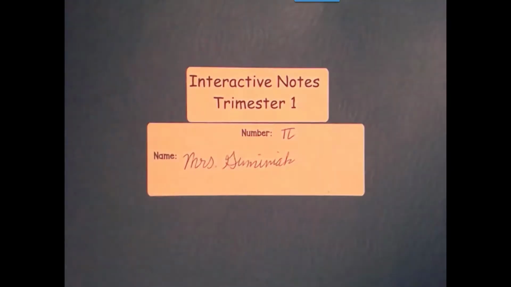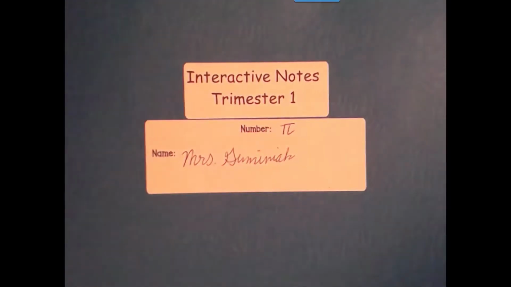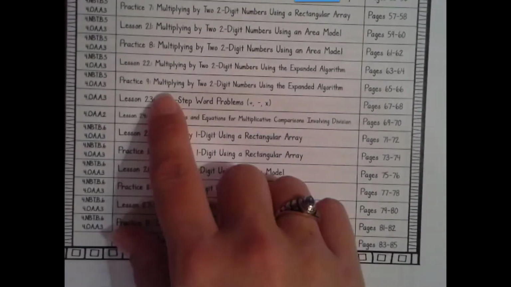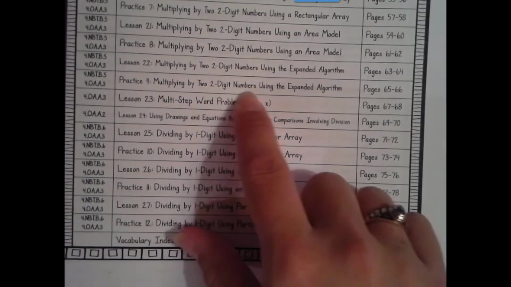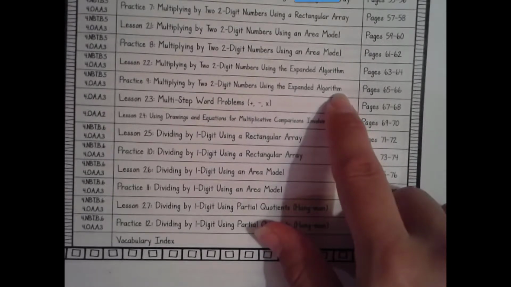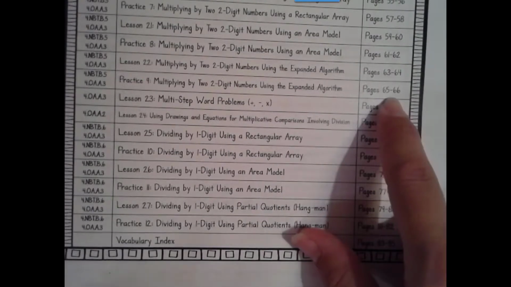Welcome to practice 9 of our interactive notes. Practice 9, multiplying by two two-digit numbers using the expanded algorithm, pages 65 and 66.